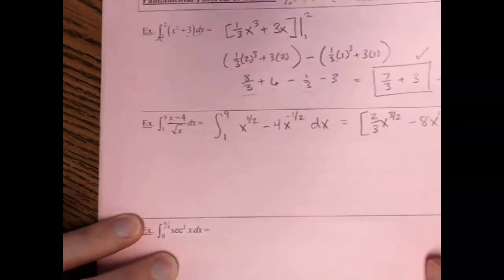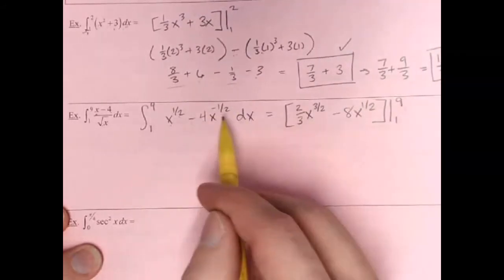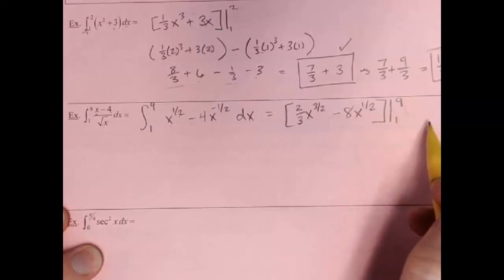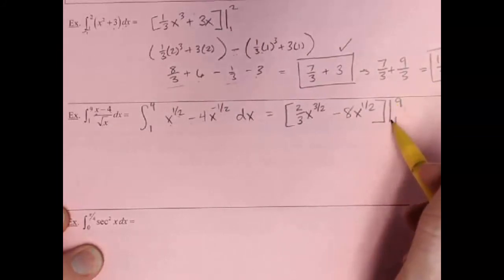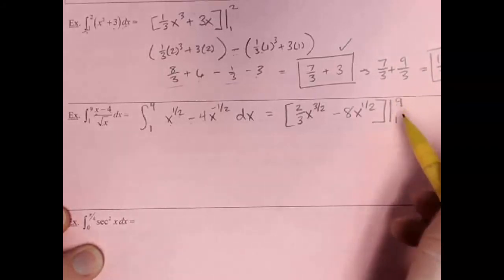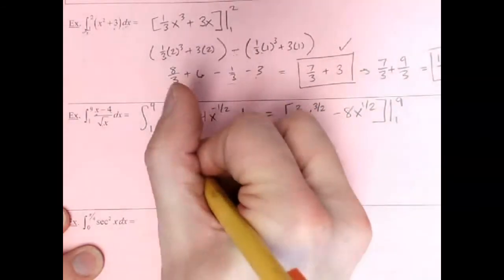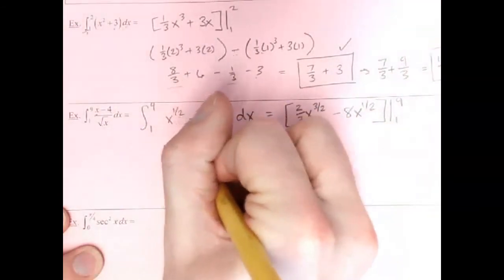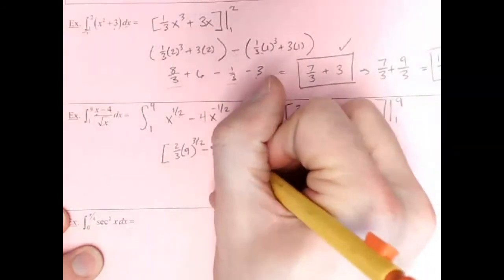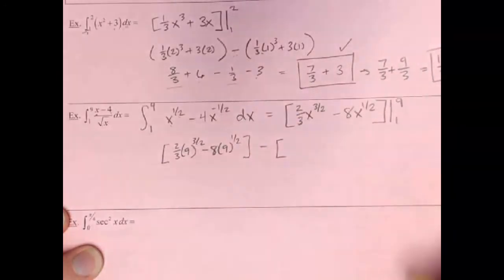Ooh, I'm off the screen, sorry. So I integrated, and then if it was an indefinite, plus c, and you'd be done. Since it's definite, you need the evaluation bar, lower and then the upper. And remember, plug in the upper one first. Okay, so let's go for it. We got 2/3 times 9 to the 3/2 power, minus 8 times 9 to the 1/2 power, and then your lower evaluation plugging in 1.